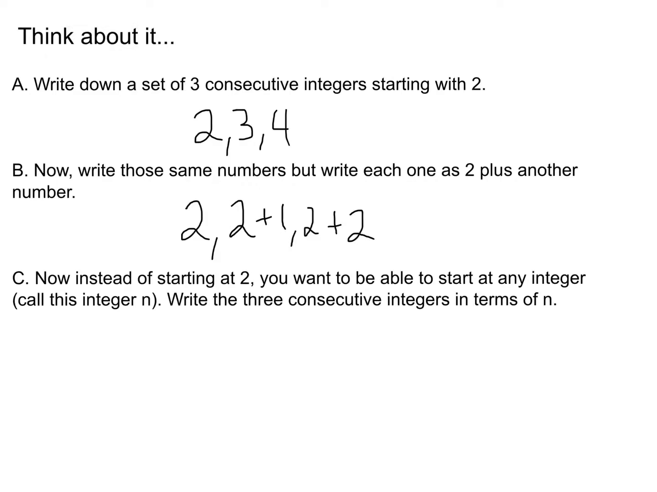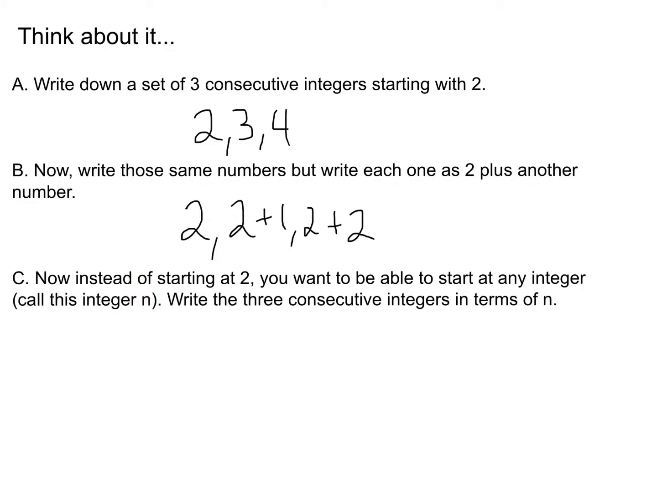If you want to write 3 consecutive integers starting with 2, the one that comes after 2 is going to be 2 plus 1, and the one that comes after that is going to be 2 plus 1 plus 1, or 2 plus 2. So now, instead of starting at 2, we want to be able to start at any integer, and we'll call this any integer n. It's a variable that represents any integer you want to start with. And we want to write 3 consecutive integers in terms of n. The idea here is that we take what we've done in A and B and apply it as if we can start with any integer.